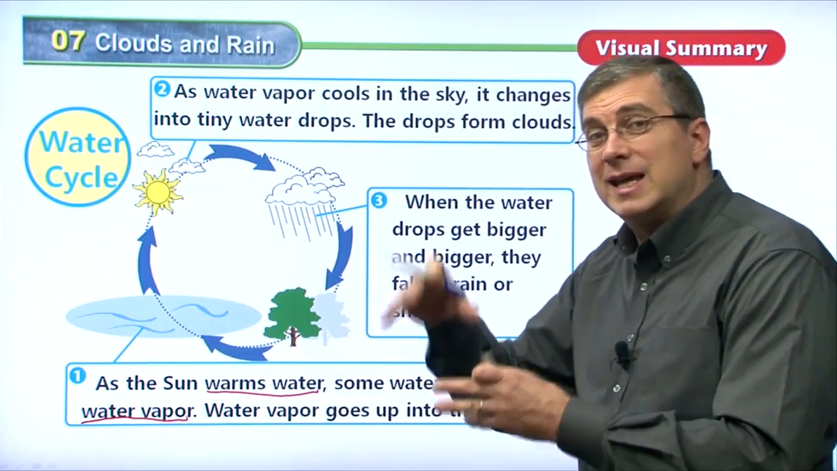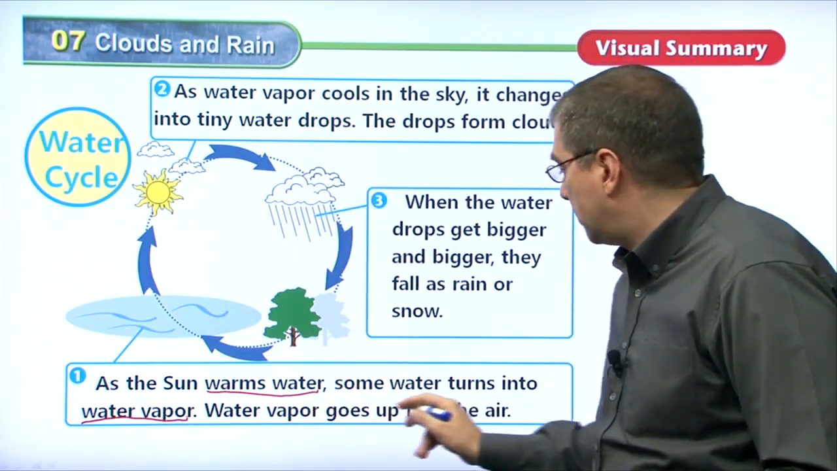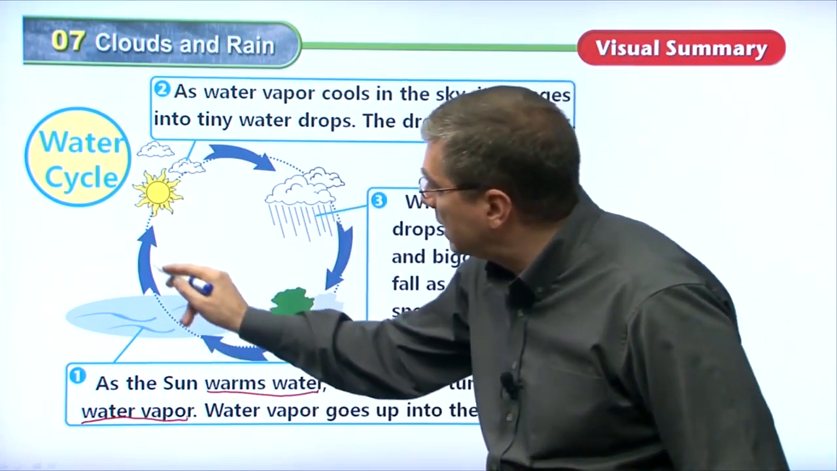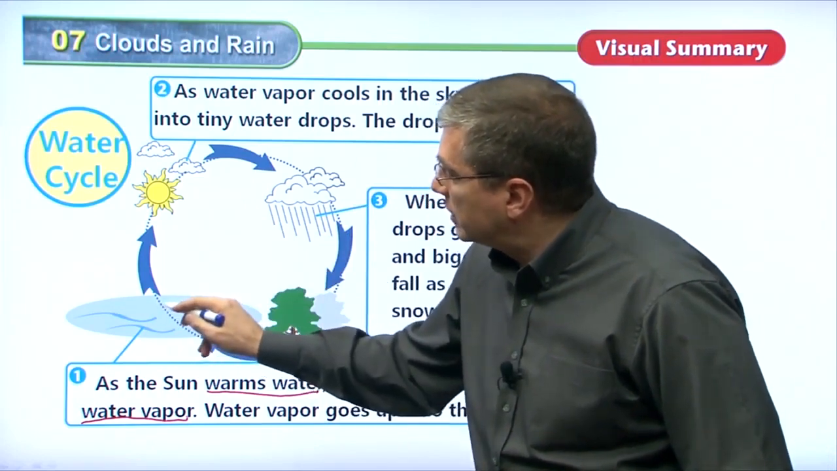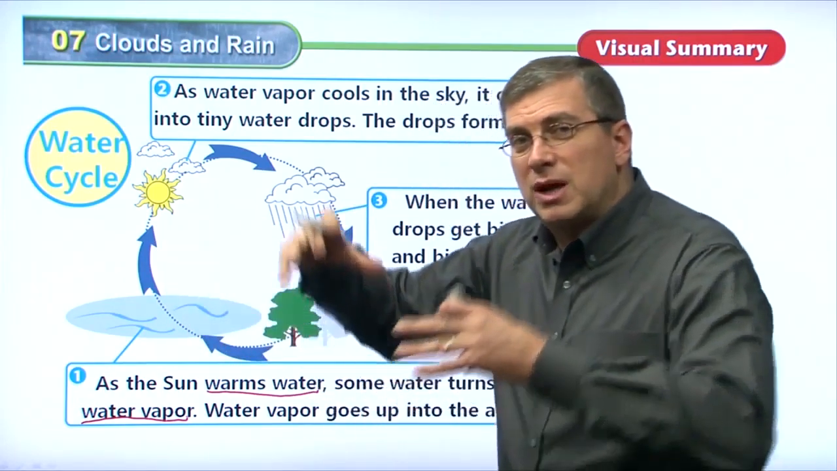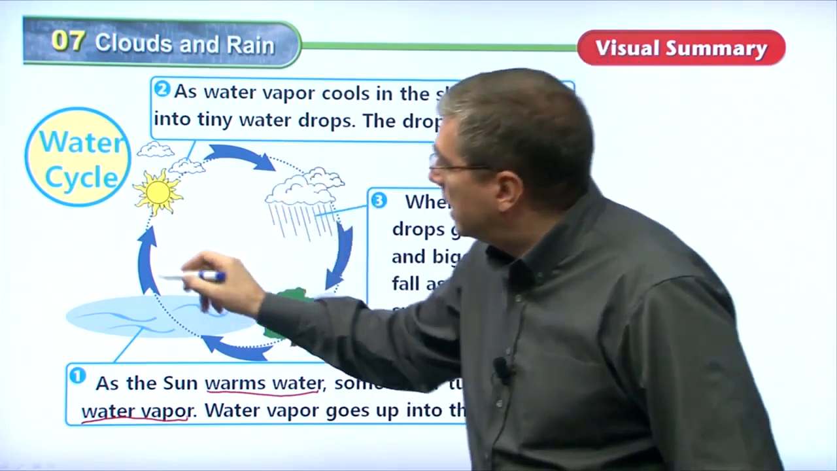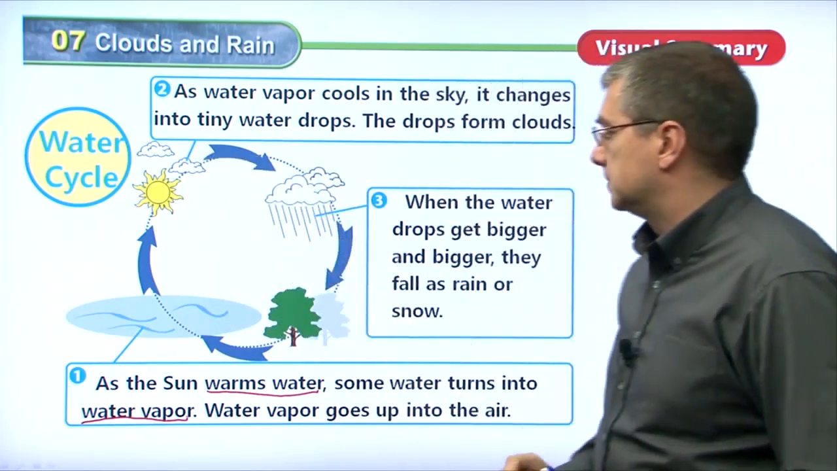We talked about that gas stage. Water vapor goes up into the air. We can see it, it's rising up into the air because it's getting hot down here. So it turns into water vapor, and water vapor spreads out, it rises up into the air. It starts to go up into the air.